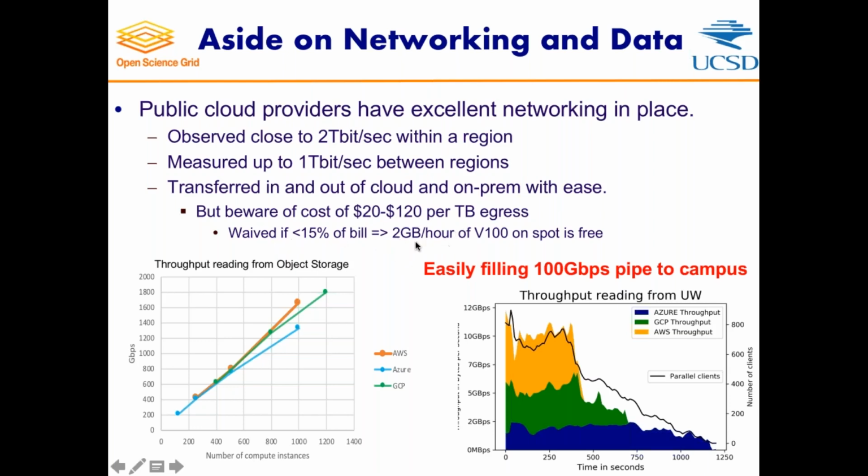This egress is of course waived if it stays below 15% of the bill. In other words, you can get for free somewhere in the neighborhood of 2 gigabytes per hour on a V100 on the spot market. That kind of production of egress back home is free.